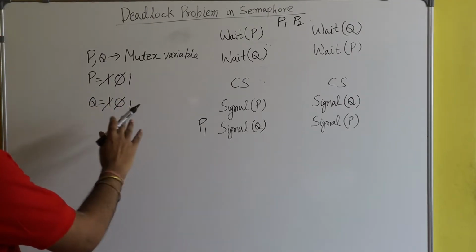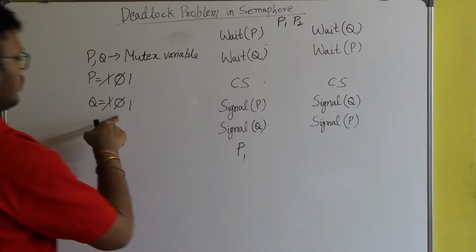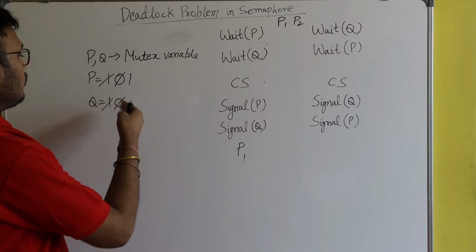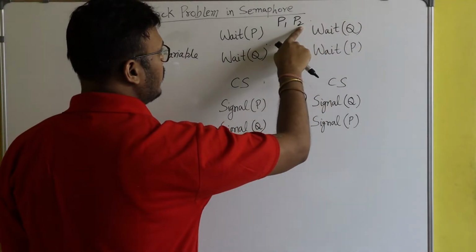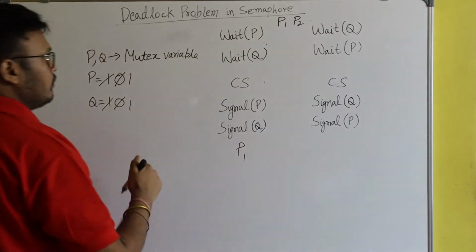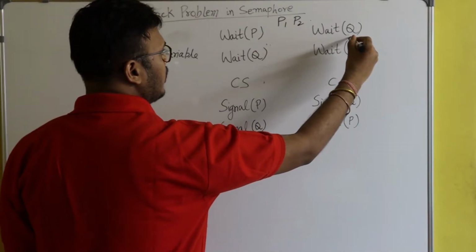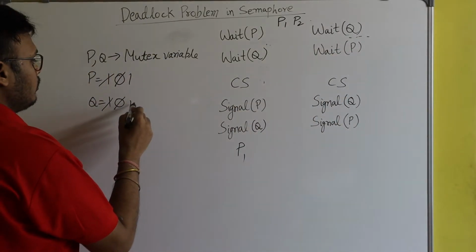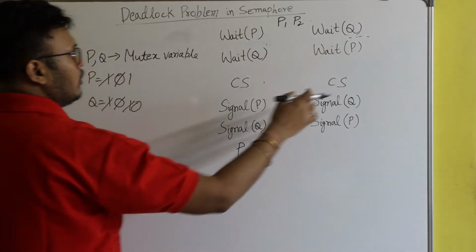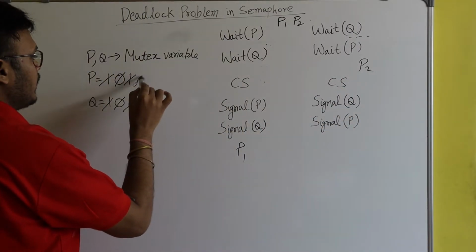Since Q has become 1 and P1 is out, now P2 can enter into the critical section. How? By making the values of Q and P 0. If P2 tries to enter the critical section, P2 will run this line. Since the value of Q is 1, P2 will come here, making it 0. After that, since the value of P is 1, P2 will enter the critical section, making the value of P 0.